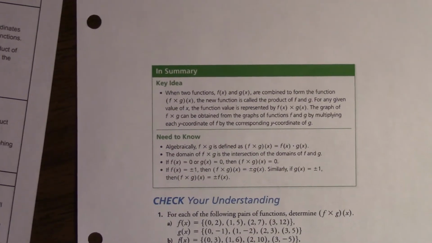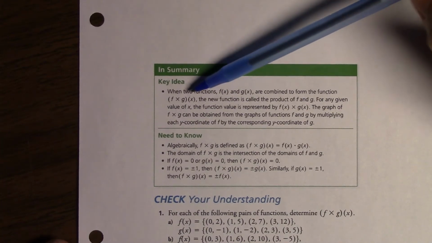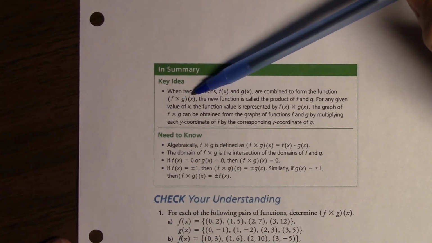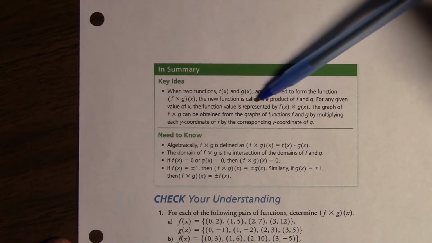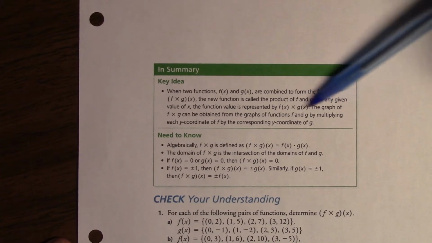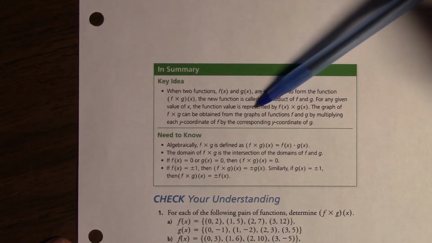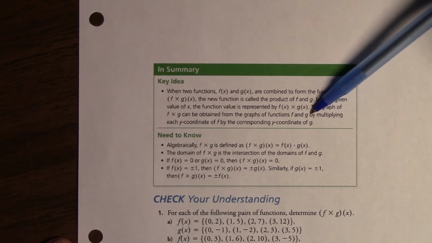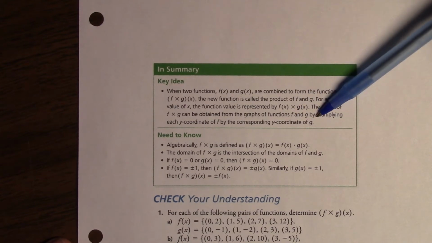All right, in summary. When two functions f(x) and g(x) are combined to form the function (f·g)(x), the new function is called the product. For any given value of x, the function value is represented by f(x) times g(x). The graph of f·g can be obtained from the graphs of functions f and g by multiplying each y-coordinate of f by the corresponding y-coordinate of g.